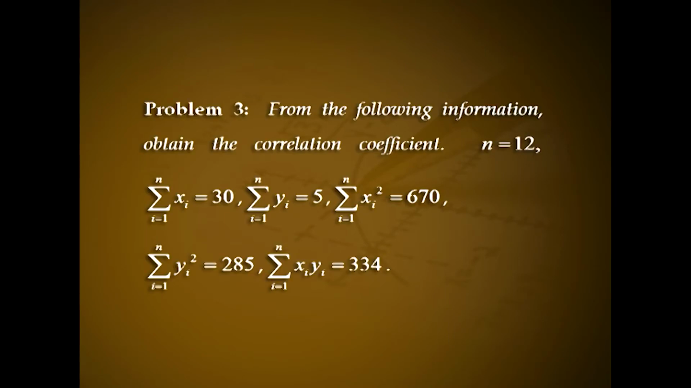Problem 3. From the following information obtain the correlation coefficient: n equal to 12, summation over i from 1 to n xi equal to 30, summation over i from 1 to n yi equal to 5, summation over i from 1 to n xi square equal to 670, summation over i from 1 to n yi square equal to 285 and summation over i from 1 to n xi into yi equal to 334.